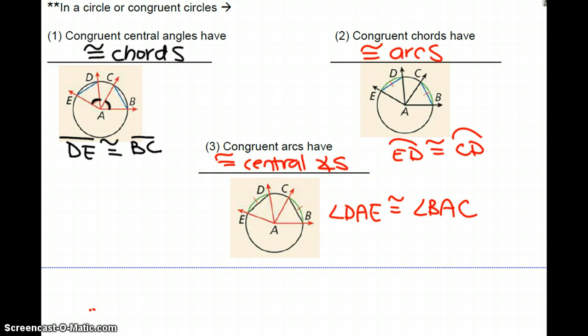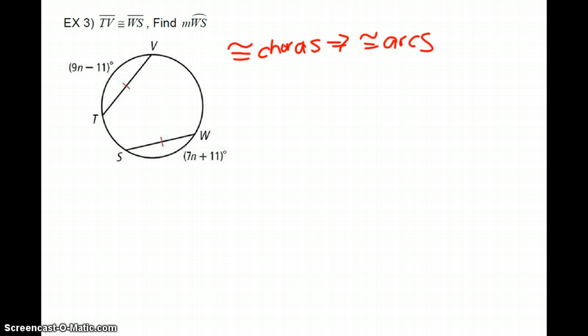Okay, moving on to our next example. In the picture, I have two congruent chords. TV is congruent to WS. Well, from our last slide, congruent chords will always yield congruent arcs. So therefore, arc TV will have to be congruent to arc SW. I have two equations, so let's go ahead and set those equal to each other. 9n minus 11 equals 7n plus 11.